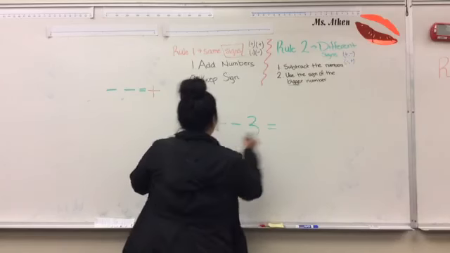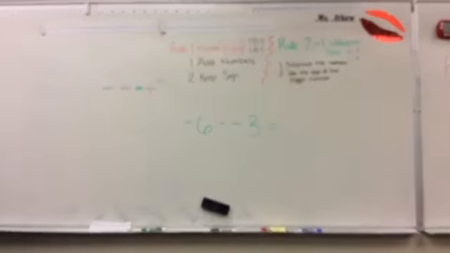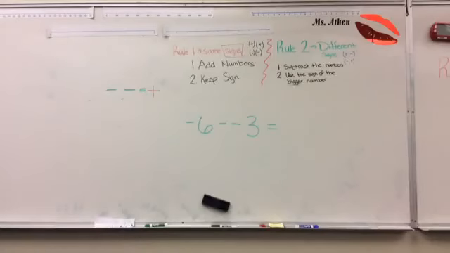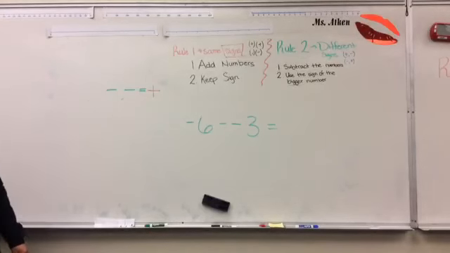-6 minus -3. I'd like you to work with your partner, please. Remember to first tackle the middle. When there's two negatives next to each other, that becomes a plus. I need you to work with your partner, okay?